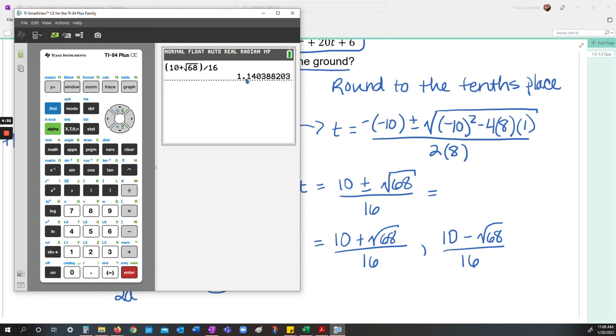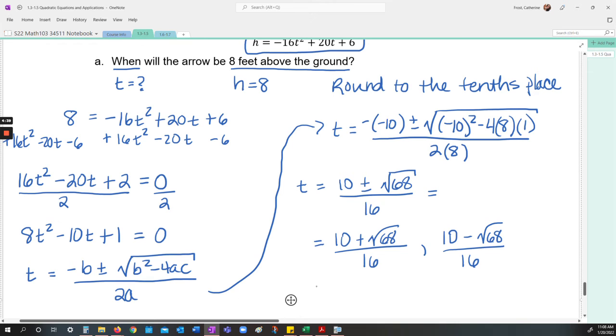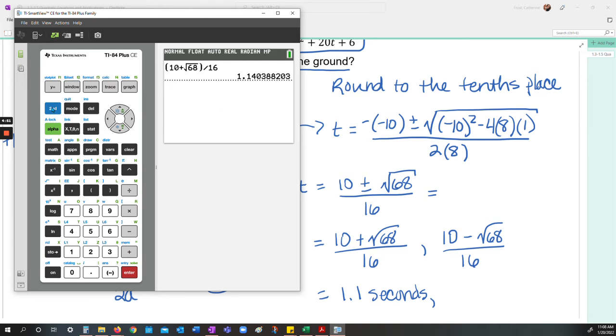So rounding to the tenth place, this would be just 1.1. So 1.1 seconds. So that's going to be one of our answers. I don't know, is that plural? And then we need to do the same thing, but with a minus sign. I'm going to do second, and then the enter button. If I do the second, it puts in what I just typed in, and so I can arrow back to where the plus sign is and make it a minus sign. So it's just a little quicker.